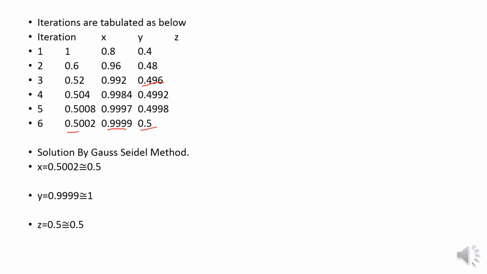This will become 1 and 0.5. So we can write the solution as this, but in the examination you have to write the solution only up to this much, which is the third iteration. This will be the answer.